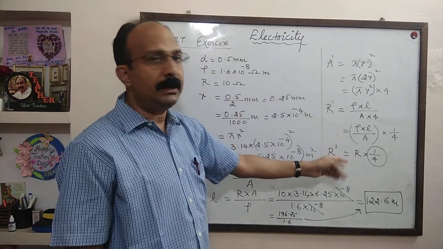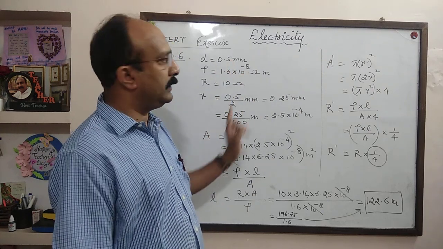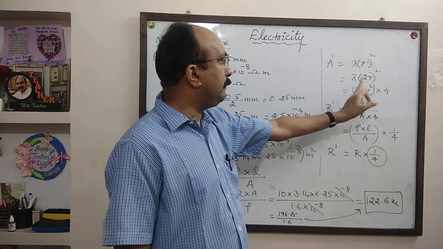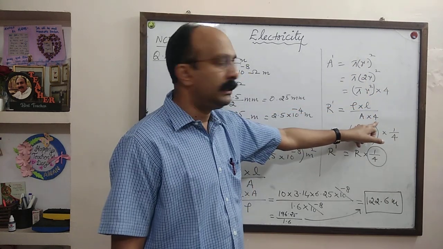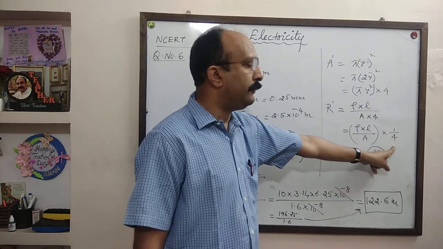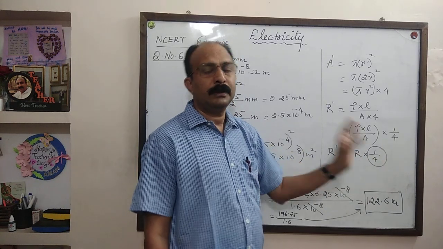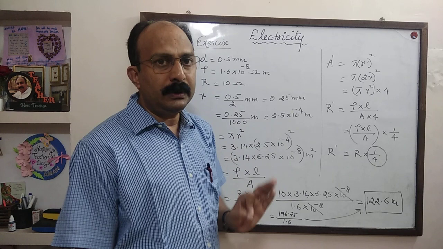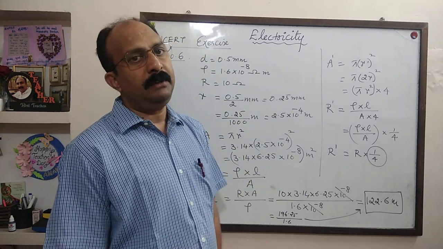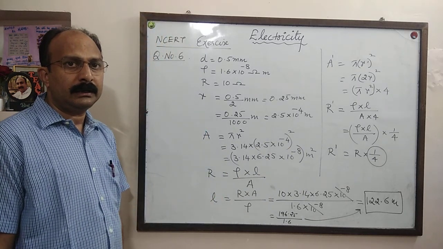So you show this calculation, or at least you write, when diameter is double, radius will be double. When radius is double, show the new area will be pi r square into 4. Putting it here, you can say rho into L upon A into 1 by 4. So R dash is equal to R into 1 upon 4. So final answer, the new resistance will be 1 by 4 times that of the previous resistance. I hope all of you understood this numerical.